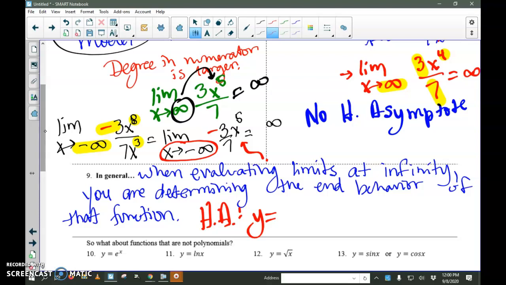So those things are all going to contribute to your answer. What x is approaching, the sign of your end behavior model, and the degree of your end behavior model will determine if you're approaching a specific number, horizontal asymptote, or if you're approaching infinity or negative infinity, in which case technically the limit does not exist.